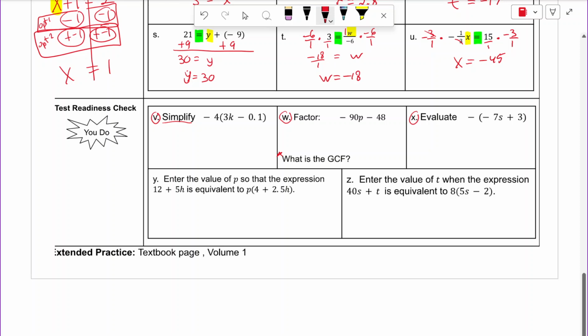After you do V, W, X, Y is to find the value of p, so that the expression 12 plus 5h is equivalent to p times 4 plus 2 and 5/10 h. And then Z is to find the value of t when the expression 40s plus t is equivalent to 8 times 5s minus 2. So all of these are review. They come from past lessons. So you could look back in your notes to help you with these. Pause the video as you try to do the test readiness check. Pause now.